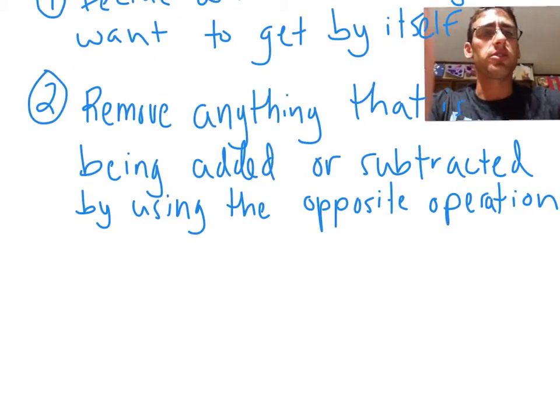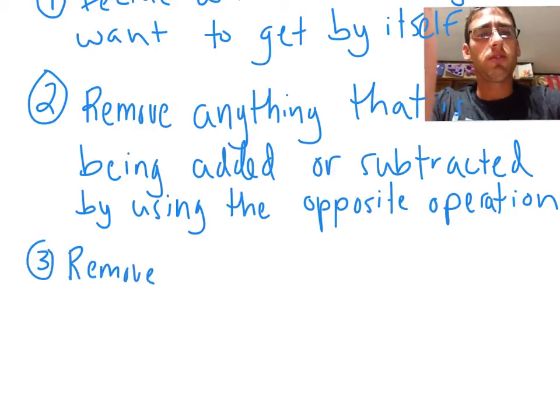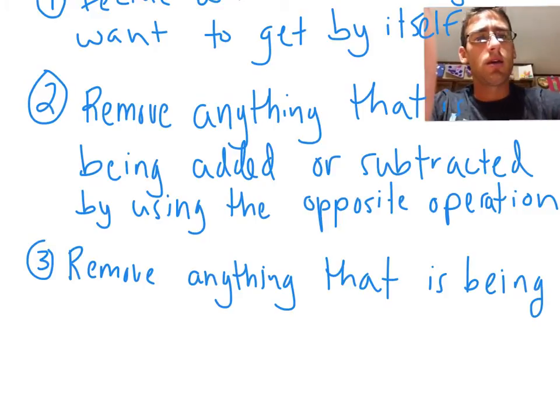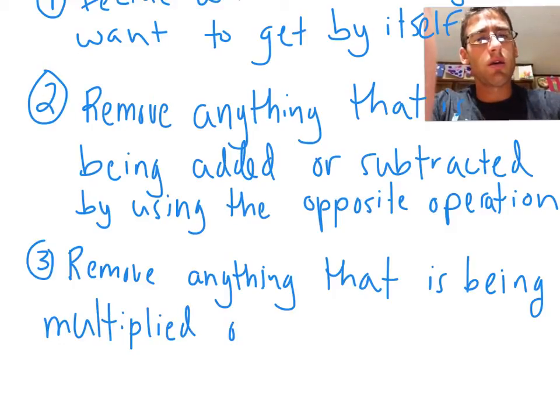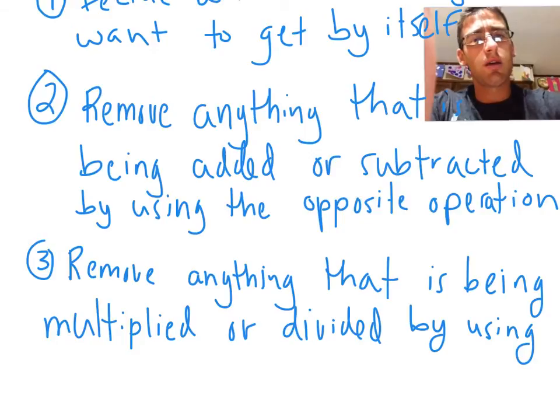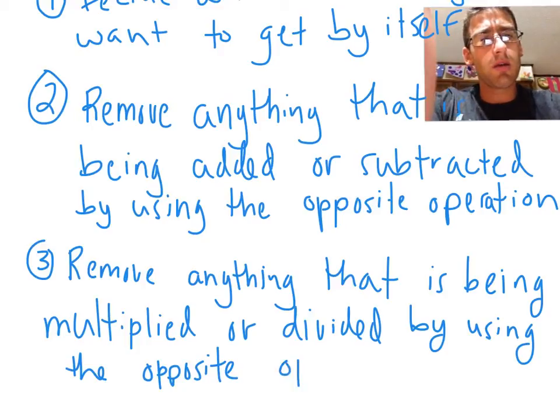Okay, so there's my first 2 steps, and step 3 is going to be really similar, okay? So it's going to be remove anything that is being multiplied or divided by using the opposite operation.